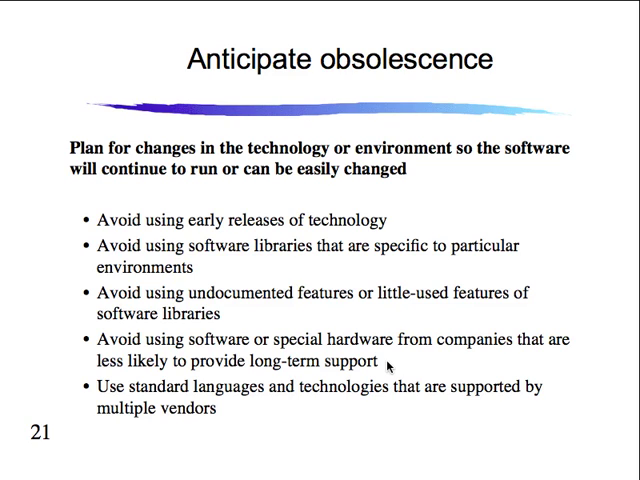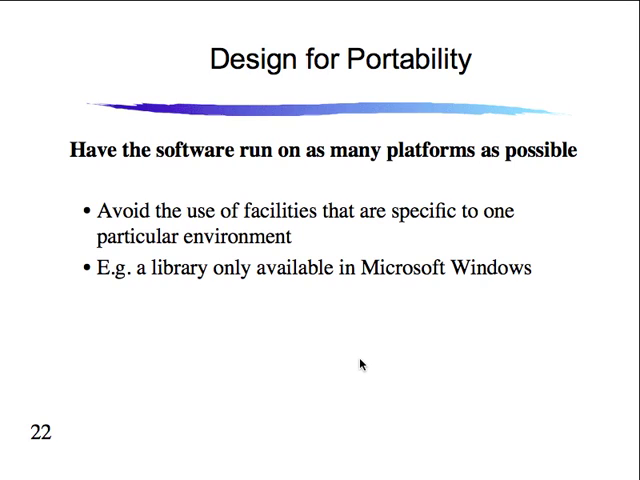Use standard languages and technologies that are supported by multiple vendors. Actually, use Java. Java will give you portability, but it will also give you reliability in the face of obsolescence, so you can always upgrade your JVM for the program to work. So, design for portability, having the software run on as many platforms as possible, and avoid the use of facilities specific to one particular environment. It only works on Windows, which is kind of interesting. .NET only works on Windows. So that's, I don't know, from a portability or an obsolescence point of view.